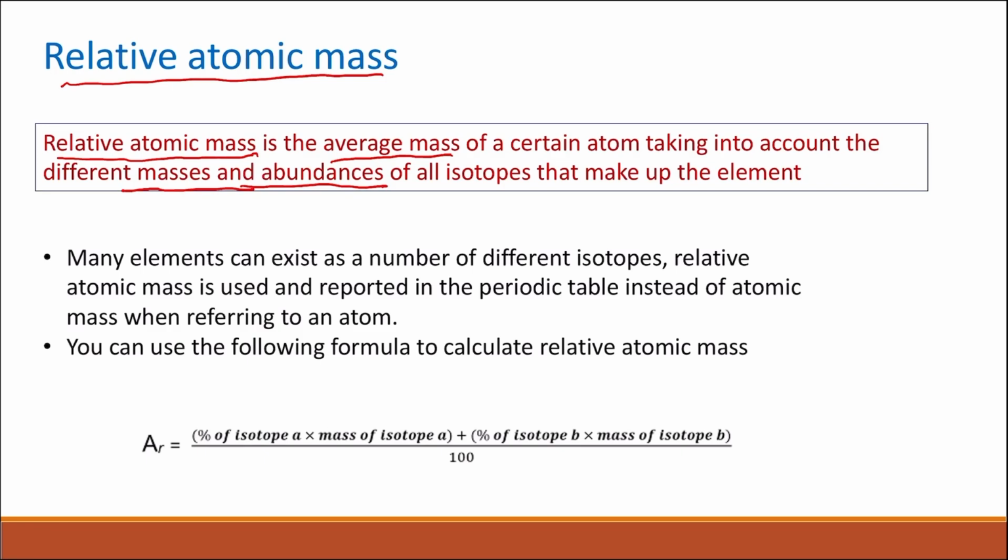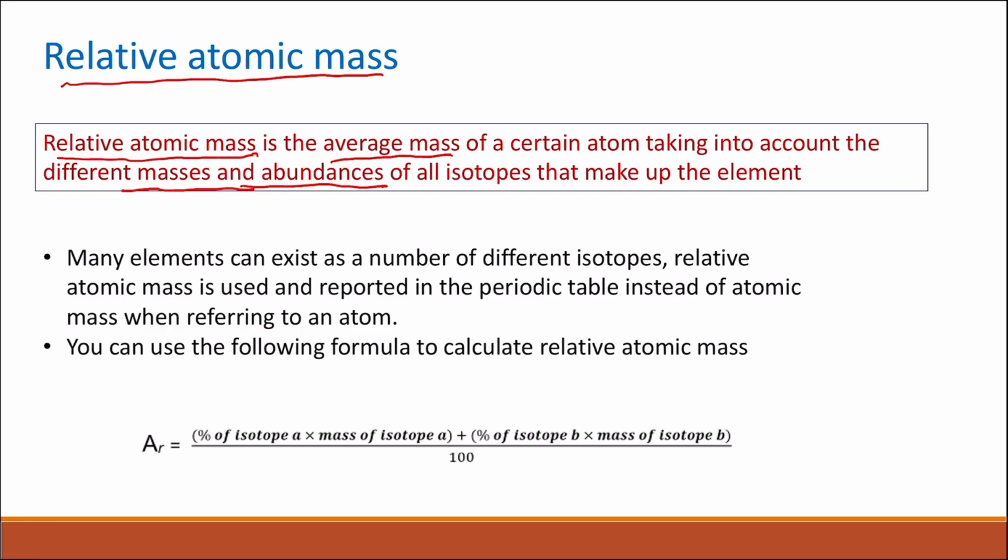Many elements can exist as a number of different isotopes, and in nature they exist in fixed proportions, a fixed abundance. And in the periodic table, instead of referring to the atomic mass of one of these isotopes, we refer to the relative atomic mass to take into account that there are different isotopes for the same element.